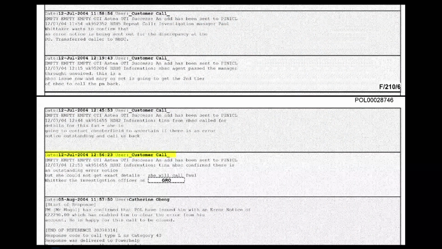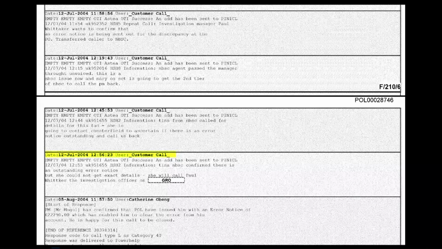I mean, that appears to be as a result of the call earlier in the day. If you just look at the top of the page we're looking at 11:58:56. Investigation manager Paul Whitaker wants to confirm that an error notice is being sent out for the discrepancy at the post office, and then the call's transferred to the MBSC. Yes, because error notices were not visible in any way to Fujitsu. And then I think we need to look at it on the 5th of August. It's confirmed that an error notice has indeed been issued.